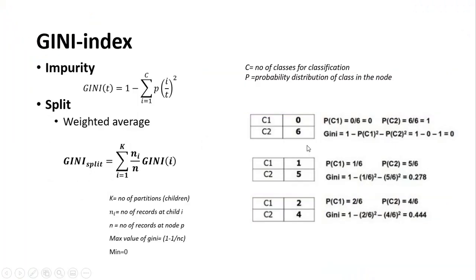First of all, we discuss the Gini index. In the Gini index, we first find the impurity of the node, based on this formula, where C represents the number of classes for classification. If we make a binary classification, C will be 2, and P will be the probability distribution of the class in the node. In a node, the records will be further categorized, so from the categories we find the class distribution. We'll see an example, which will make this very clear.